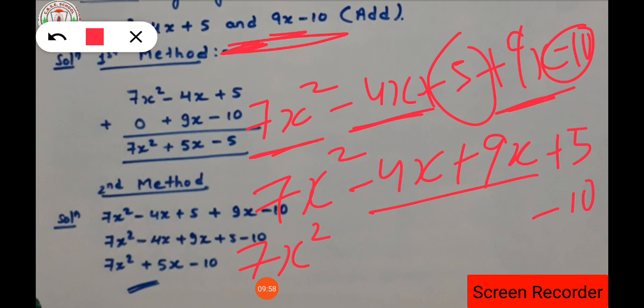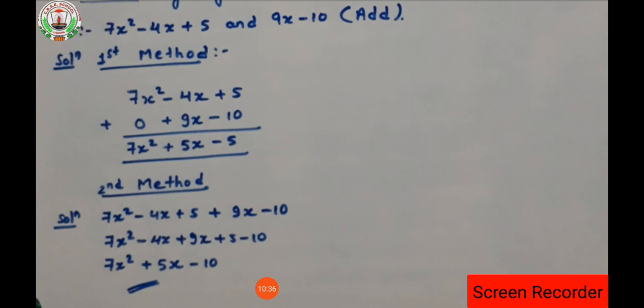Now the pair of like terms minus 4x and plus 9x will be how much? Plus and minus will be minus itself, so 9 minus 4 will be 5x. Now what about the sign? 9 and 4, which one is greater? 9 is greater, so its sign will come in the answer. Now among the constants plus 5 and minus 10, plus and minus will be minus, so 10 minus 5 will be 5, but in the answer which sign will come? As 10 is greater, the minus sign will come in the answer. So what is the required answer for this? That is 7x square plus 5x minus 5 is the required answer.